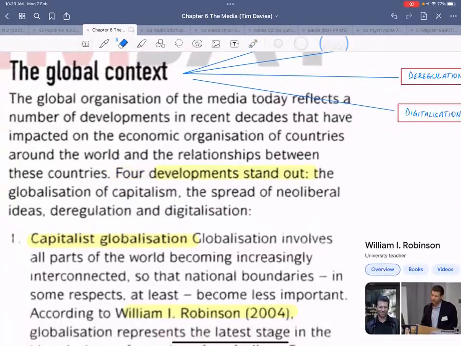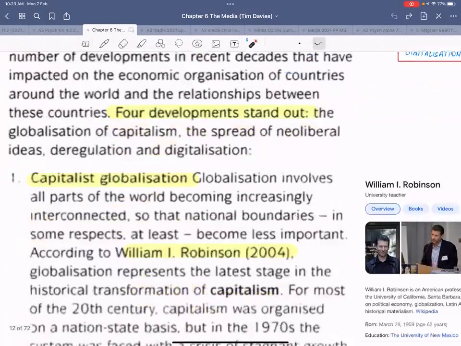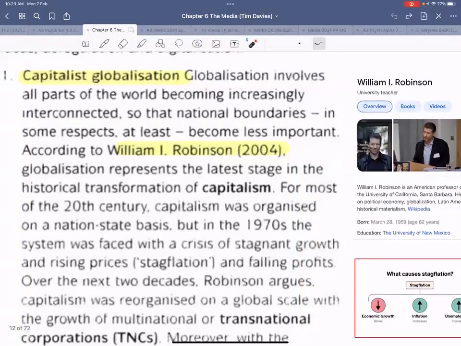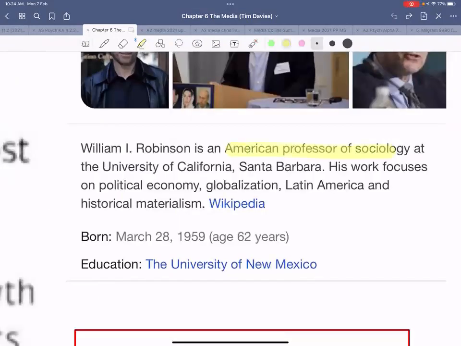There are four major developments, like I said, we'd be taking into account. And to start off with, capitalist globalization. Now, what do we mean when we talk about capitalist globalization? Let me show you Mr. William I. Robinson. Who is Robinson? If we have a look at him. Yes, an American professor of sociology at the University of California. He's still alive.